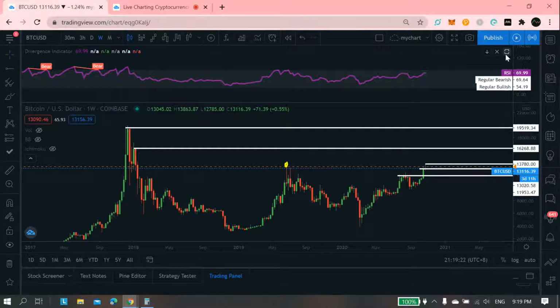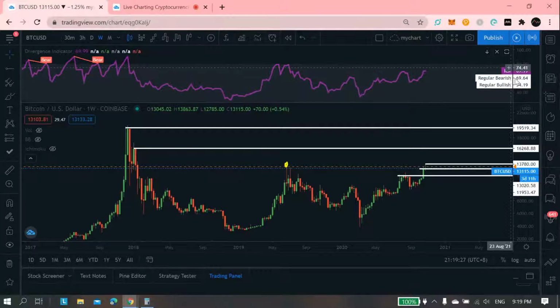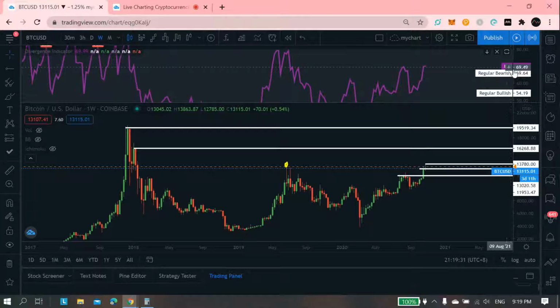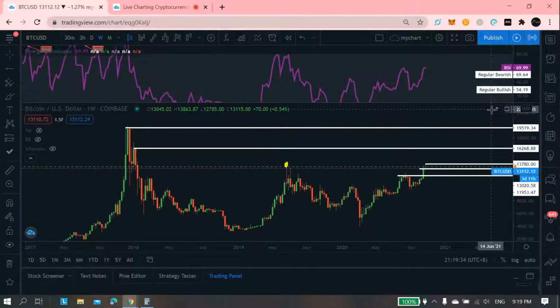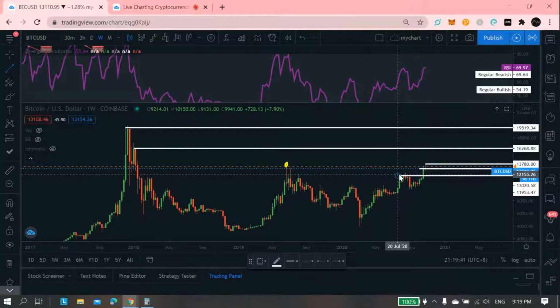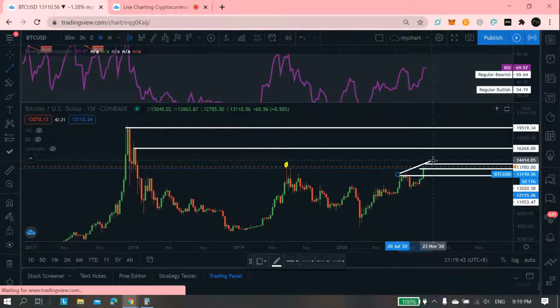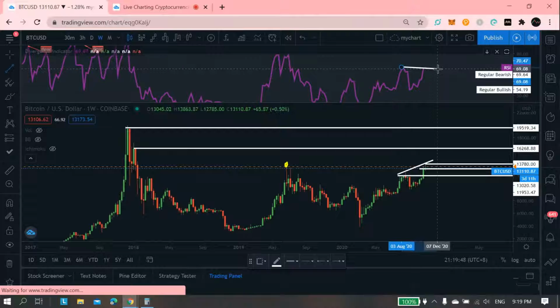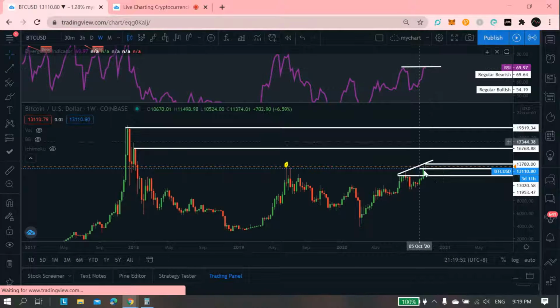So let's look at this. It's not yet closed, but there's a possibility of bearish divergence here. It's really going flat. So watch out for it.